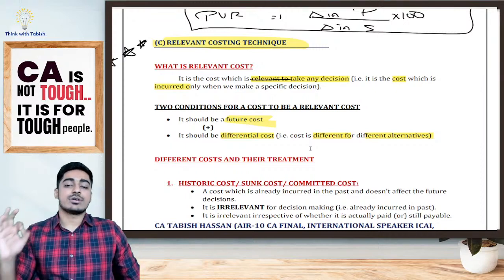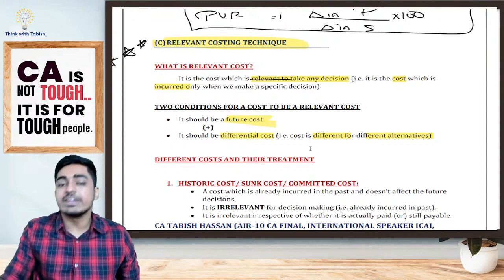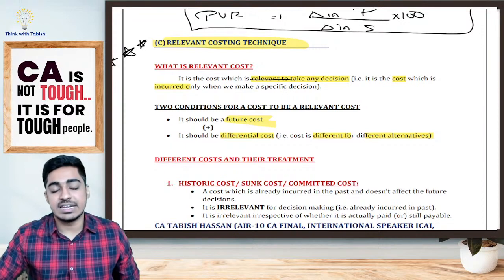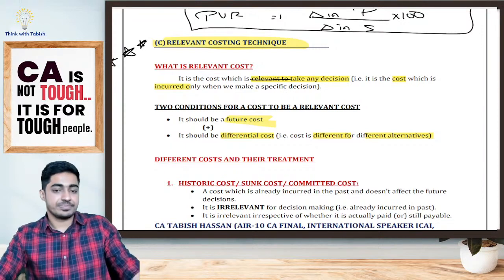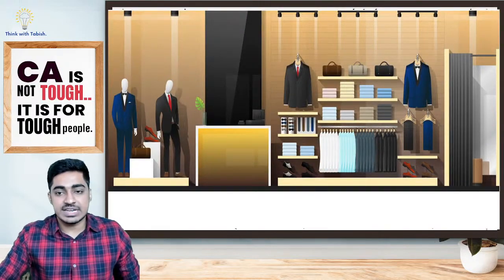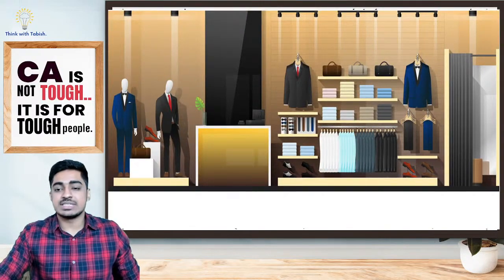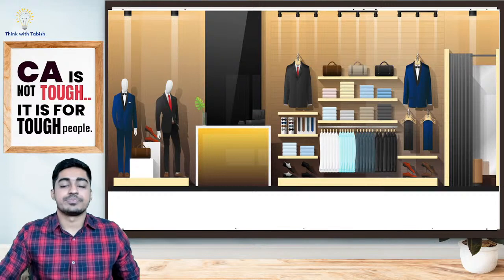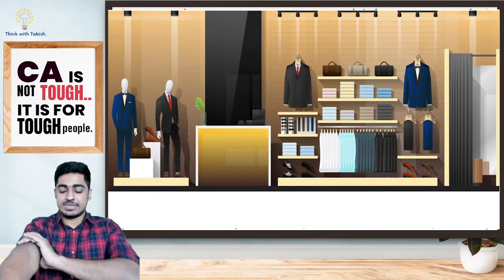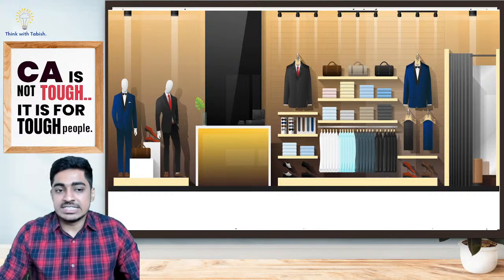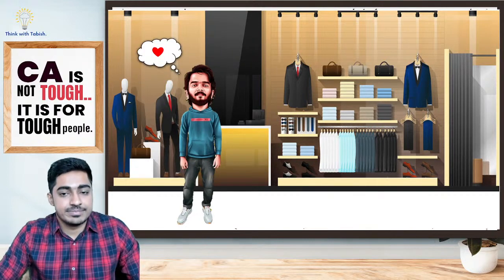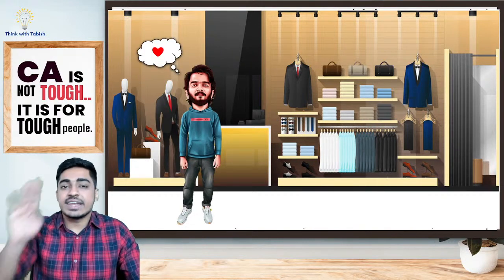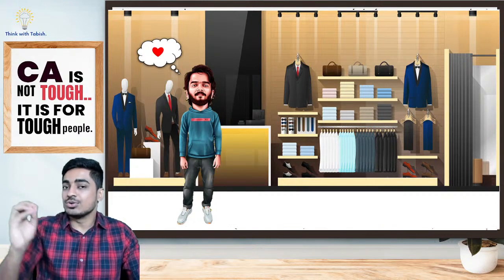What is the relevant cost? It is the cost which is relevant to taking any decision, that is, it is incurred only if we take a specific decision. Again, let us try to understand it with the help of examples and stories. Assume one of my friends, Jayant, fell in love and wants to go on a date. Now we are looking at what the relevant cost is to go on a date.